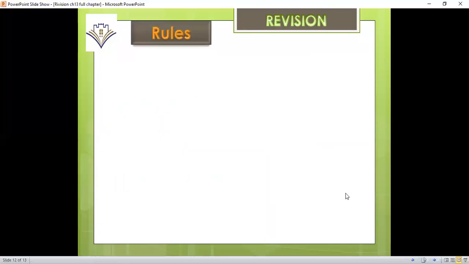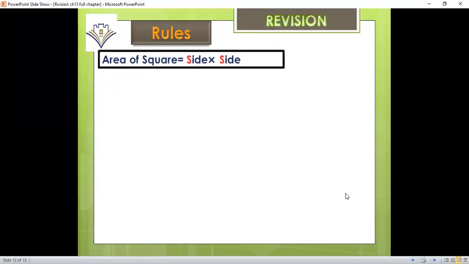And now we need to revise all the rules we have studied about area. We studied together the area of square, the area of rectangle, the area of triangle, the area of parallelogram, and the area of trapezoid. The area of square equals side multiply side, or S multiply S. The two dimensions in the square are equal.